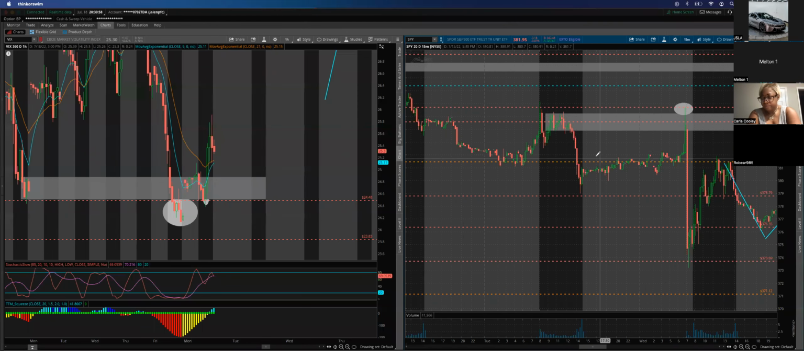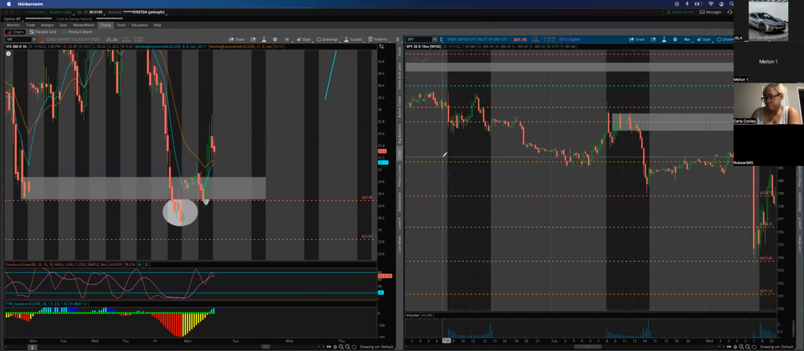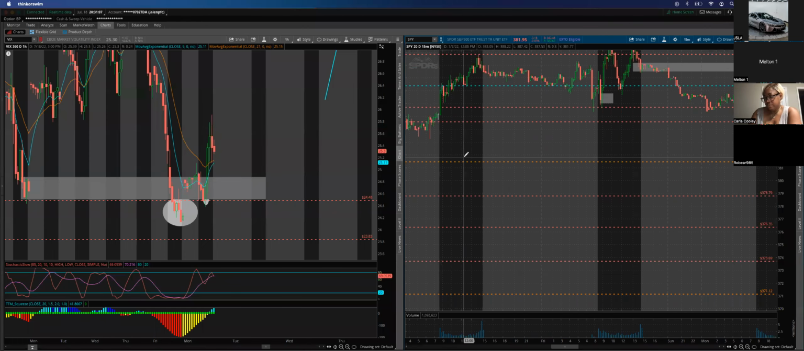You leave pre-market on because, as you can see, this zone was respected in pre-market. So if you want to leave pre-market on for that. But that's kind of what it is.